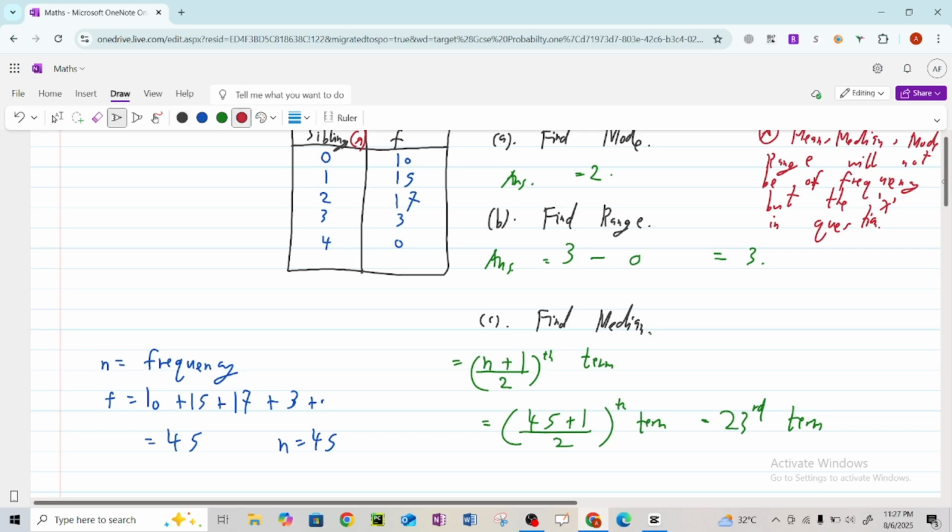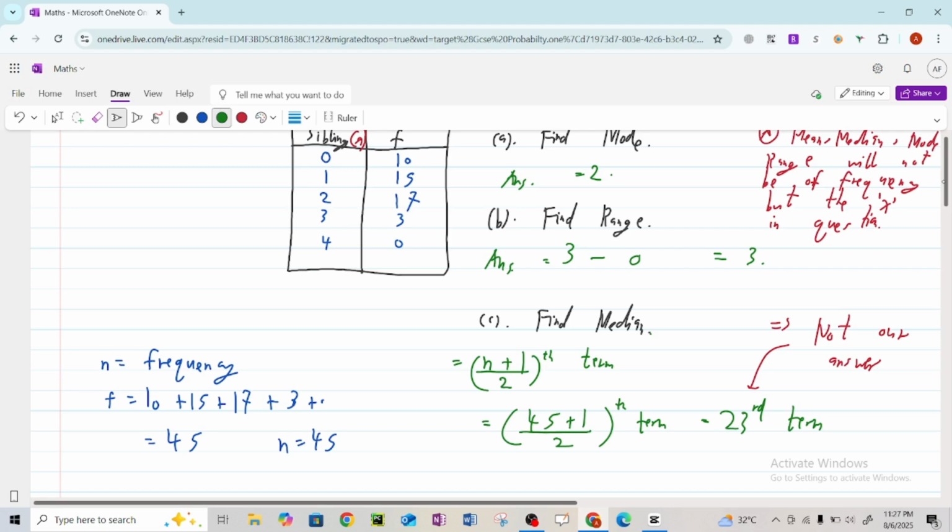This is not our answer. Now look, we will check where the 23rd term is. We have the first 10 terms in the 0 column, and in the x column over here, we have 0. Let me say it again. The first 10 frequencies, the first 10 values over here are in the 0 column.